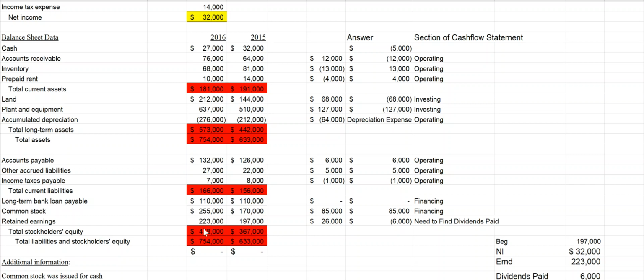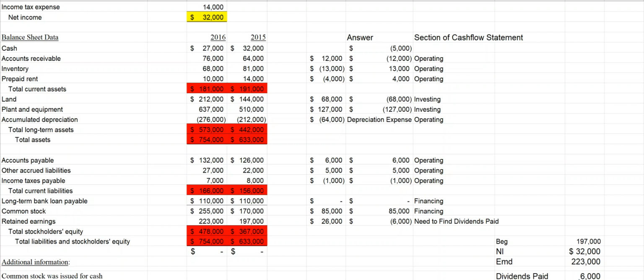So note that I have a difference of $26,000. That difference includes net income as well as dividends paid. So I've already have net income accounted for. So what I need to do is I start with my beginning balance, which is my 2015 number of 197. I add to that net income of 32,000. I subtract my ending of 223,000. That gives me dividends paid of 6,000.